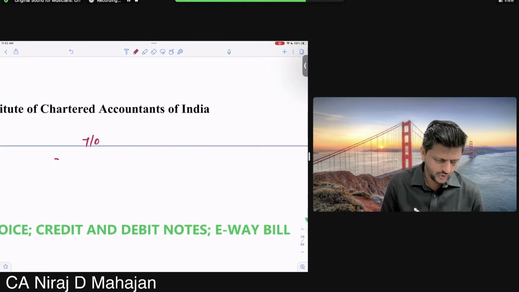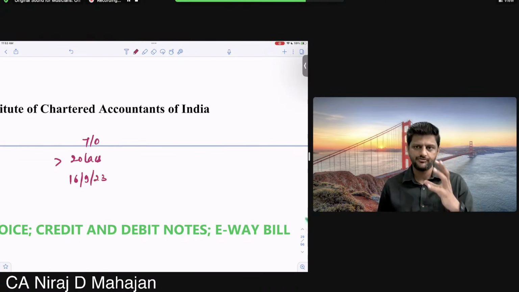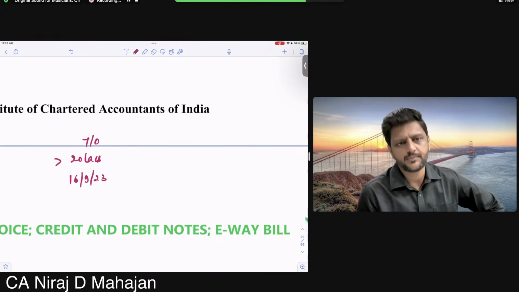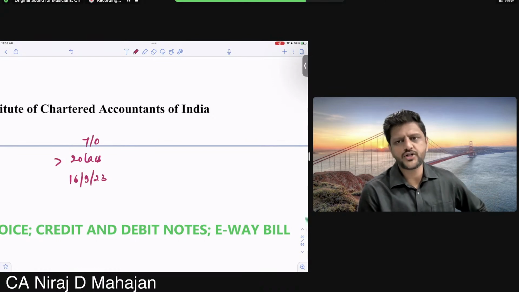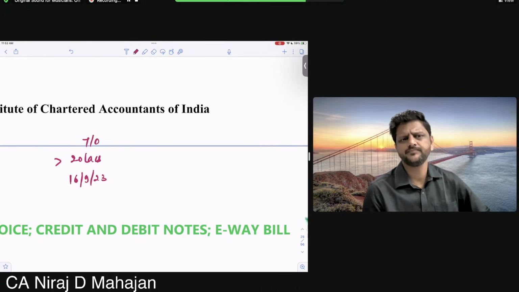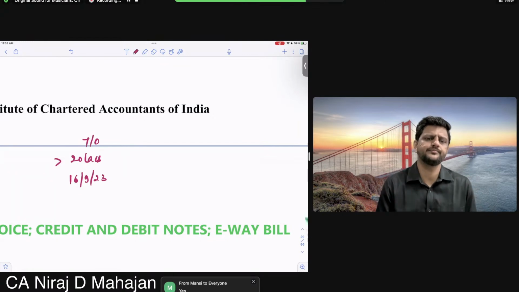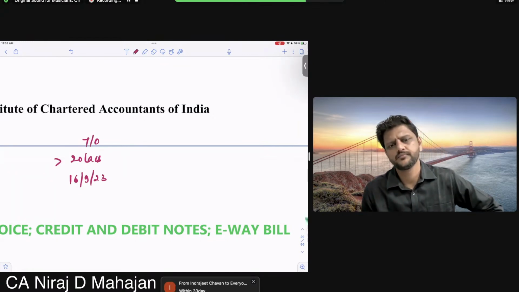Turnover crossed, let us say 20 lakhs on 16th September 23. Okay. Turnover for the first time of that supplier. He has to apply for registration. Yes or no? Now let's take it as goods and services, or services. Give a section number. Under which section does he have to register? Section number.